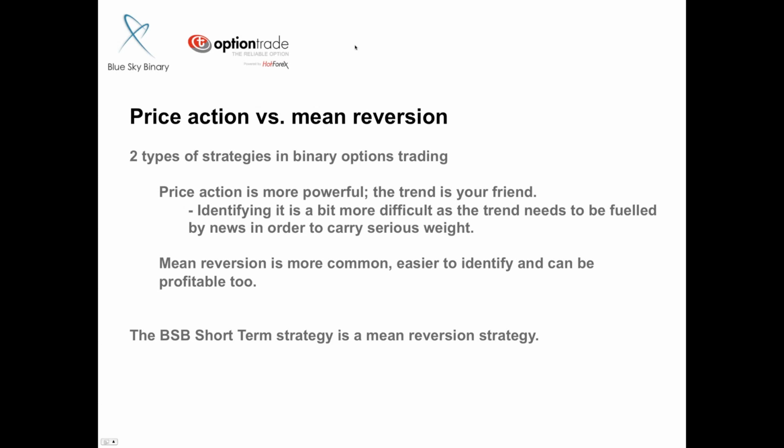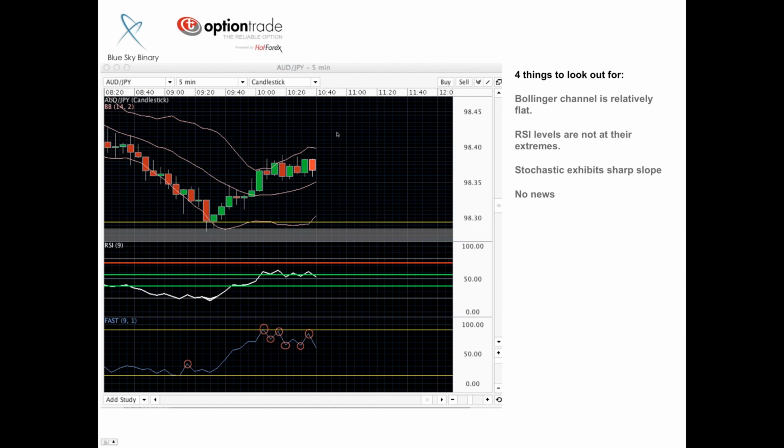Okay? So what is it? I told you this webinar is going to be short, and we're over 60% through. This is it. So what you see here is the AUD JPY, a 5-minute chart, and this is the European morning, I think today or on Friday. What you're looking for here is a Bollinger channel that's relatively flat.